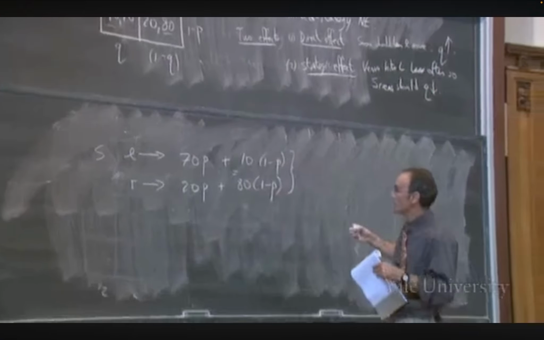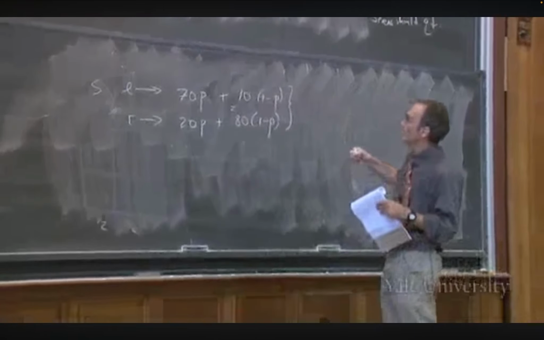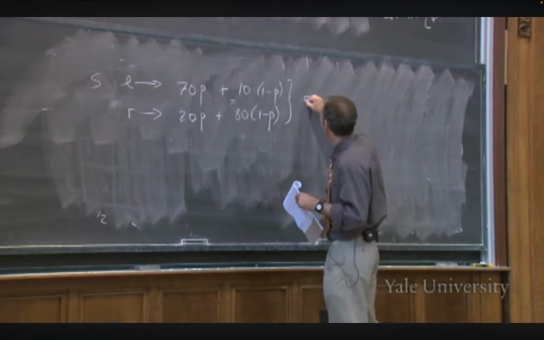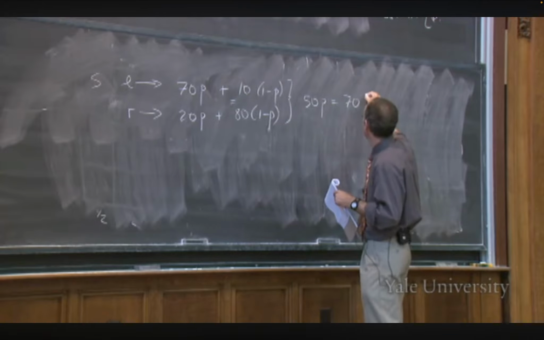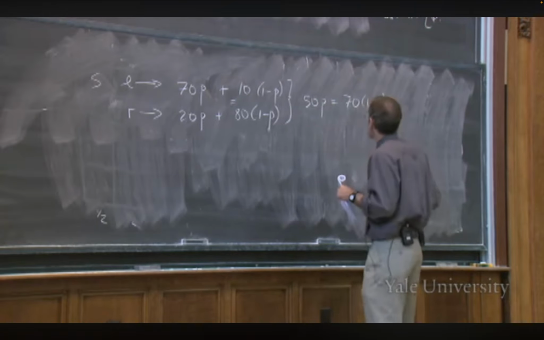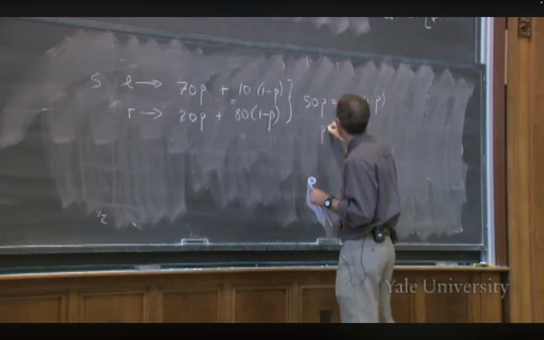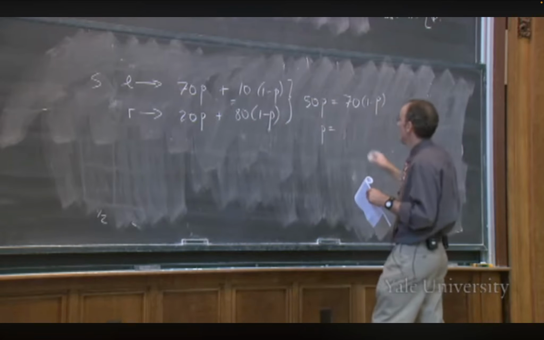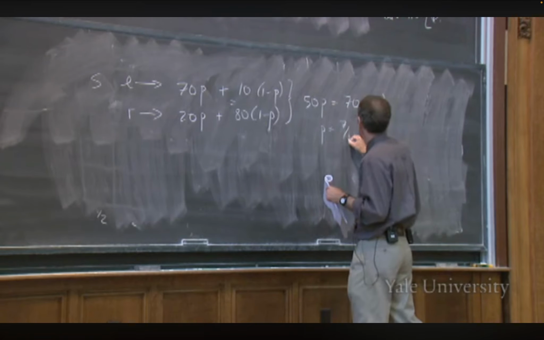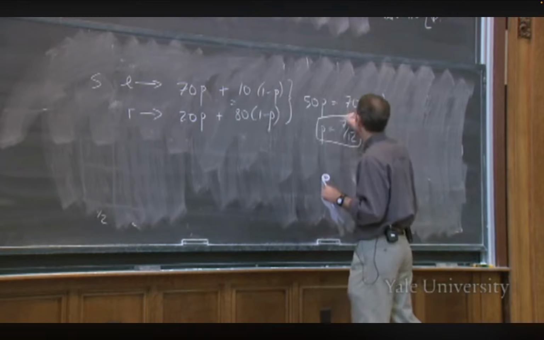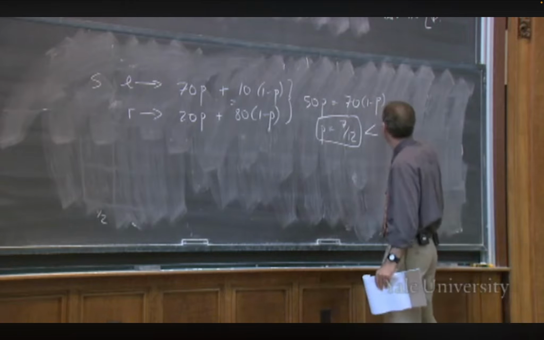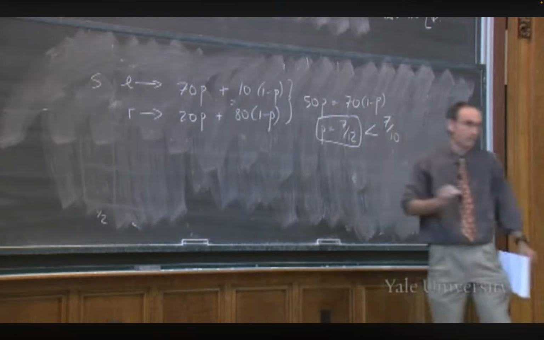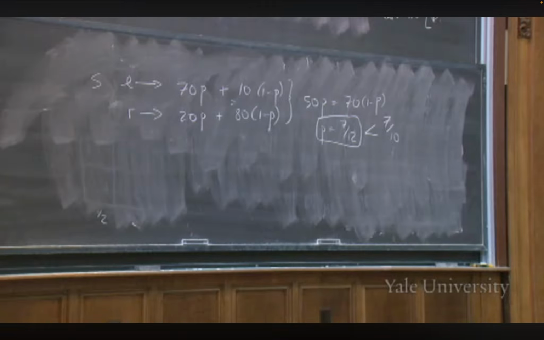So since they're equal, I can solve out and hope that I've got this right. So I've got 50p equals 70(1 minus p). So p is equal to 7/12. So again, that's just algebra. I rushed it a bit. It's just algebra. So 7/12 is indeed smaller than what it used to be, because it used to be 7/10. All right, so that confirms our result.